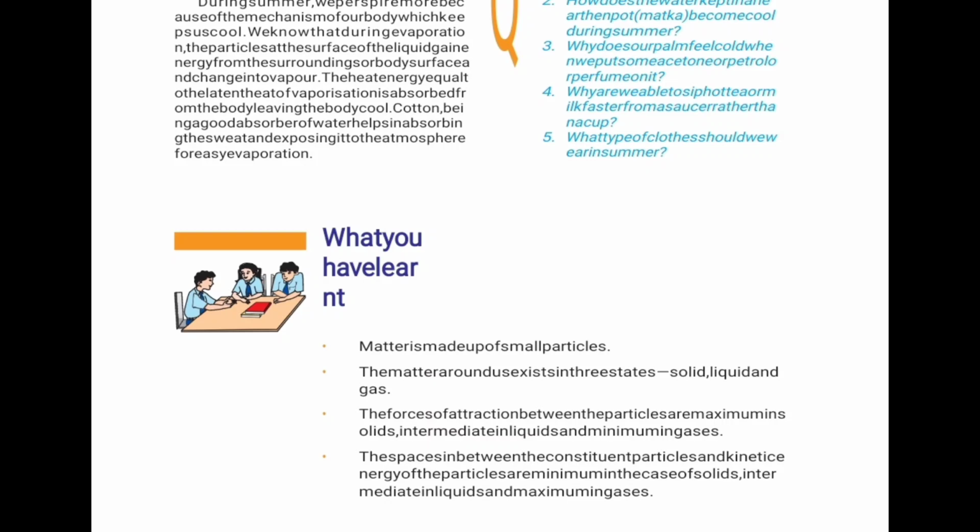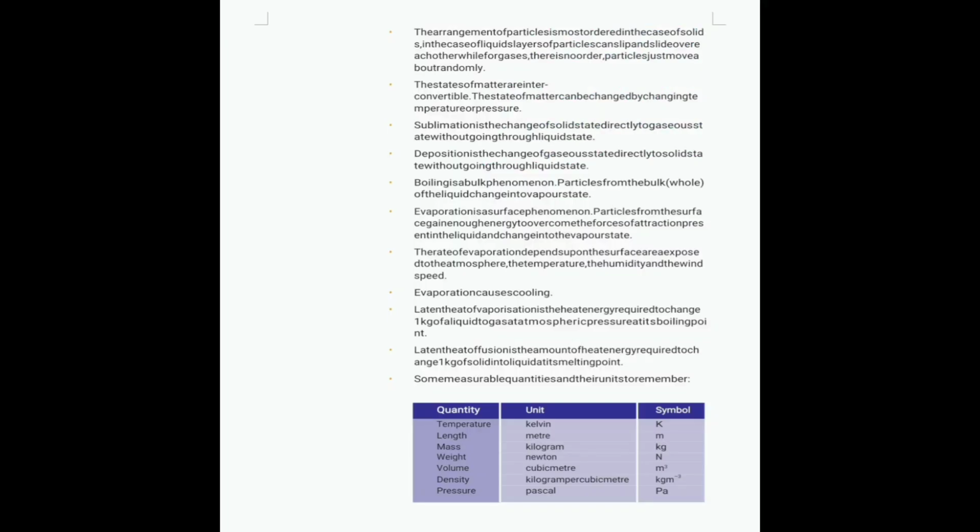What you have learnt. Matter is made up of small particles. The matter around us exists in 3 states: solid, liquid and gas. The forces of attraction between the particles are maximum in solids, intermediate in liquids and minimum in gases. The spaces in between the constituent particles and kinetic energy of the particles are minimum in the case of solids, intermediate in liquids and maximum in gases. The arrangement of particles is most ordered in the case of solids. In the case of liquids, layers of particles can slip and slide over each other, while for gases, there is no order, particles just move about randomly.